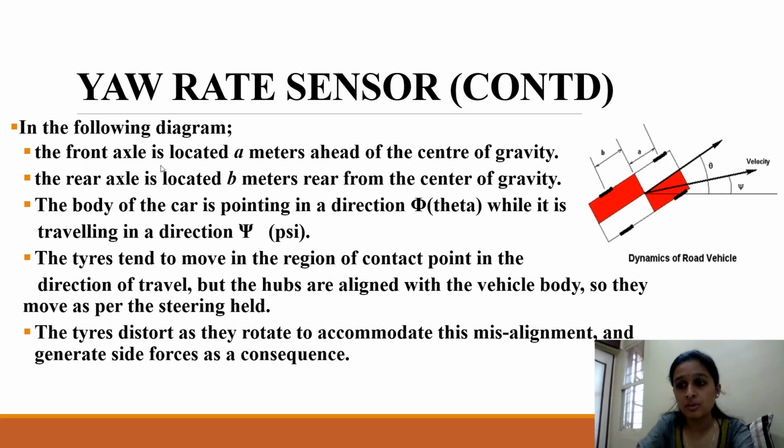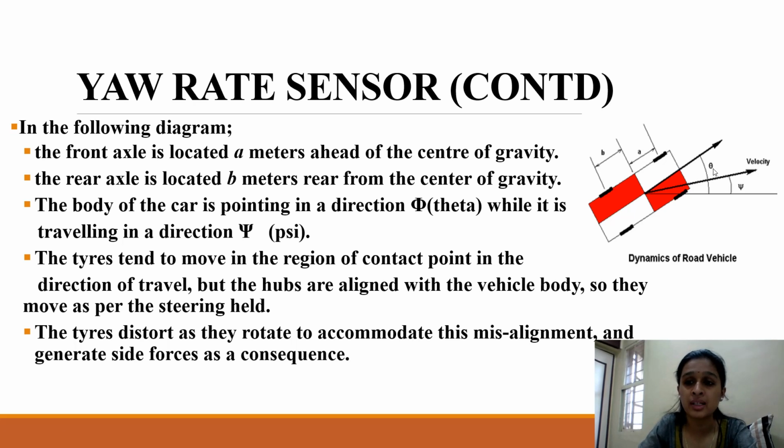If you can see the diagram on the right hand side, suppose this is a four-wheeled car. This is the center of gravity point. The front axle is located somewhere a meters ahead of the center of gravity. The rear axle is located somewhere behind the center of gravity, at b meters. Now the body of the car is pointing in the direction theta, while the vehicle is traveling in some direction psi. In the ideal case, theta and psi must go hand in hand. But this is not the case here.